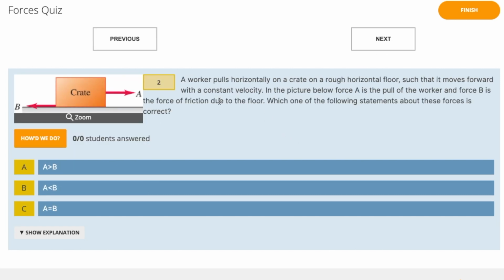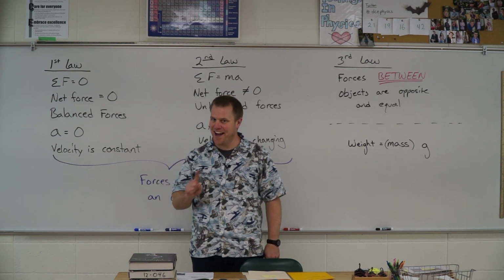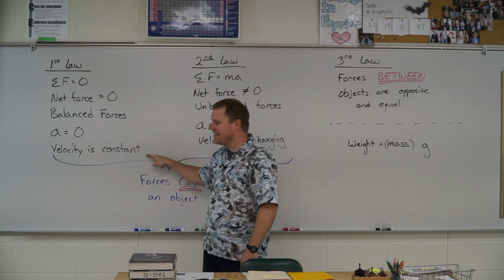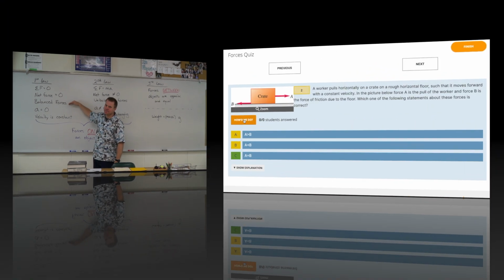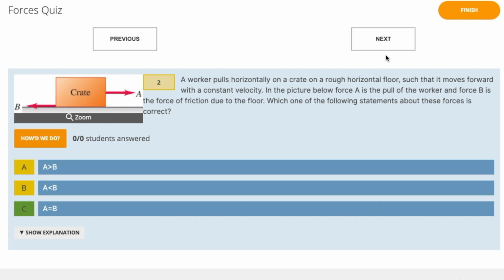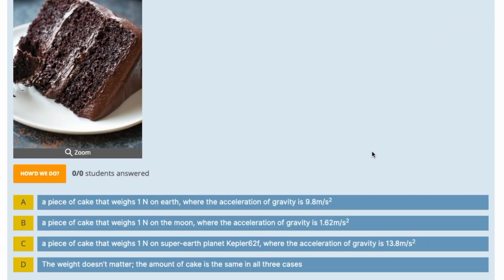A worker pulls horizontally on a crate on a rough horizontal floor such that it moves forward with a constant velocity. In the picture below, force A is the pull of the worker and force B is the force of friction due to the floor. Which one of the following statements about these forces is correct? You saw constant velocity, didn't you? I heard it, constant velocity. Constant velocity, what's that tell me about the forces? They have to be balanced. Yep, C.